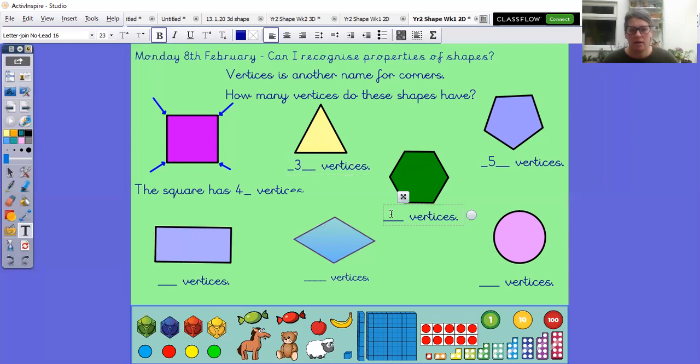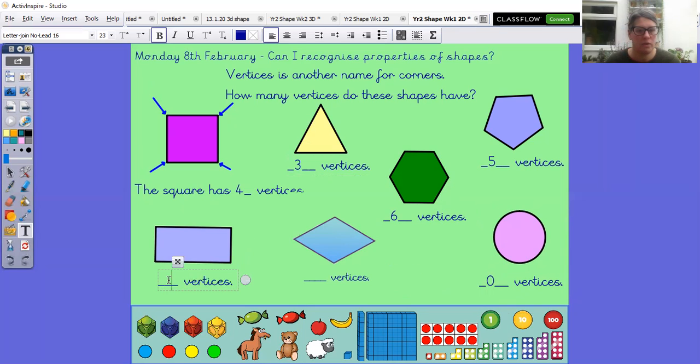Now one thing you need to be aware of when you're counting your vertices is where you started from, because shapes that have lots of them, you need to make a point. Maybe you could mark it with your pencil where you started from so you don't count too many. Well, how many vertices do you think there are in a circle? There are none. 0 vertices.